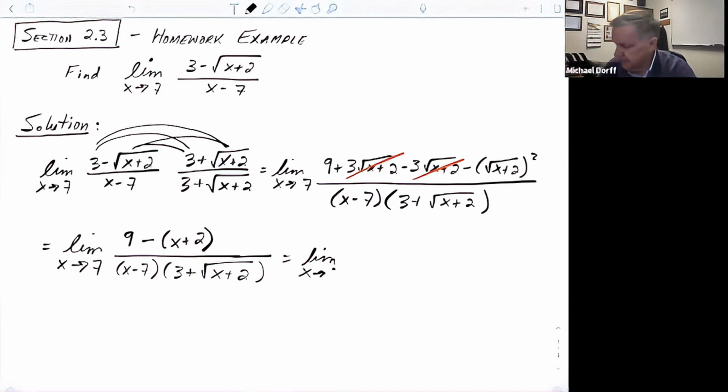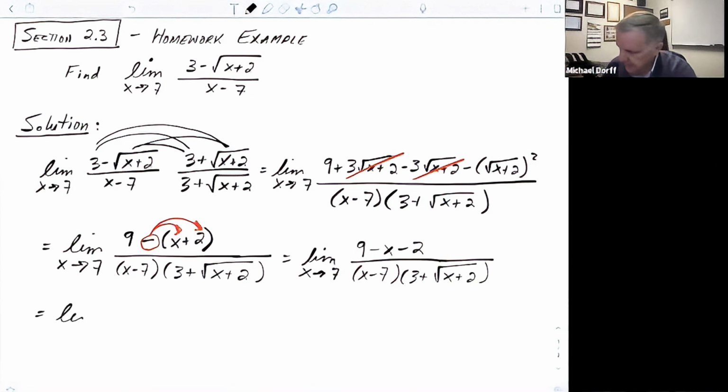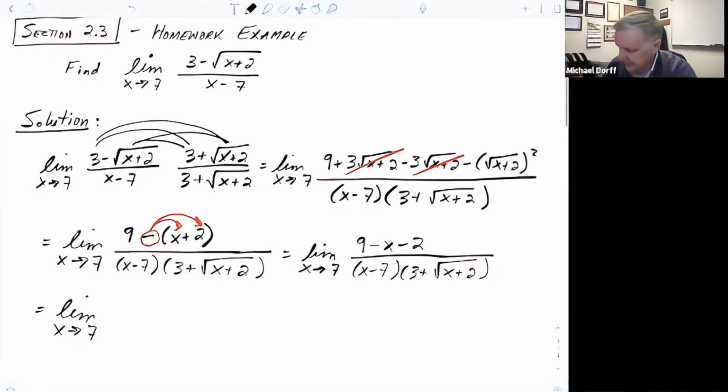Then I have the limit still as x goes to 7. Now I've got that negative in front of the parentheses on the top, so I have to distribute that negative sign to everything on the top. In this case, that gives me 9 minus x minus 2. And on the bottom I have x minus 7 times 3 plus the square root of x plus 2. Then I can simplify the top: 9 minus 2 gives me 7, so I have a 7 minus x on the top. I have an x minus 7, and parentheses 3 plus the square root.